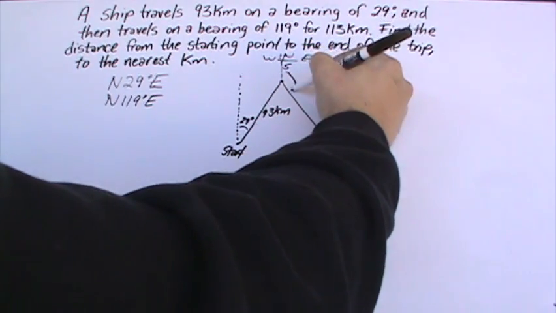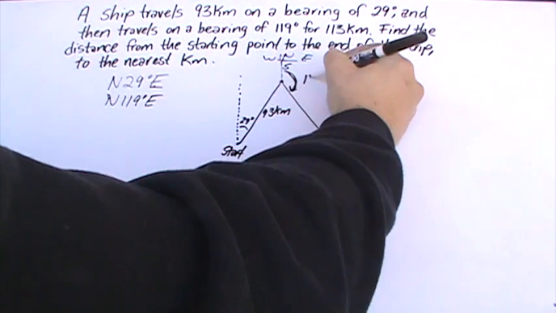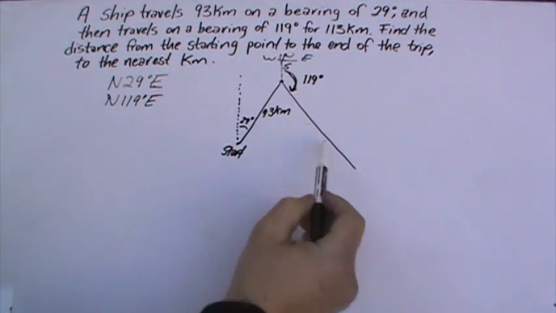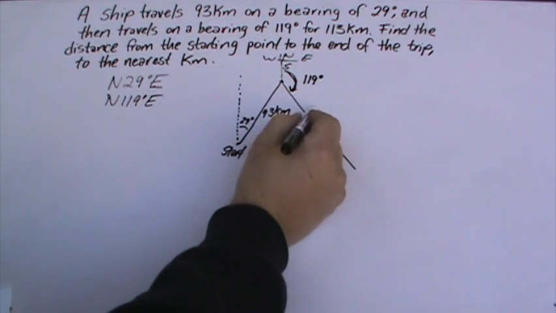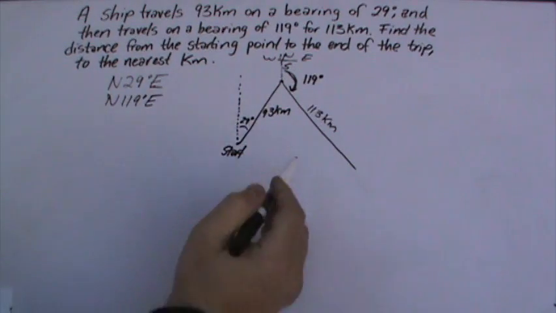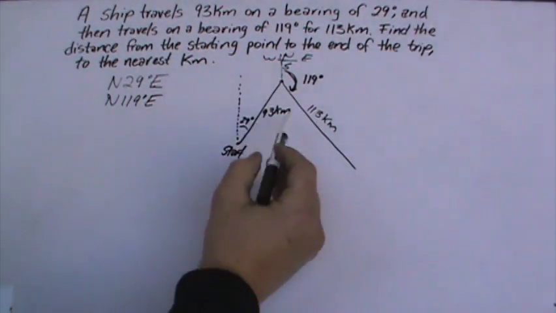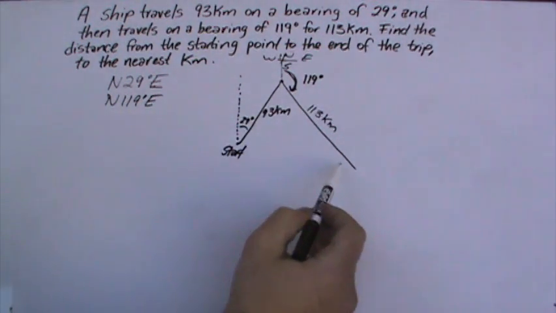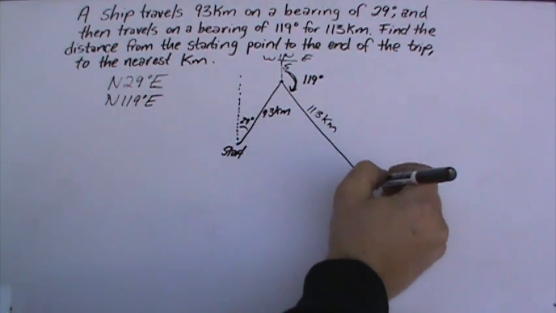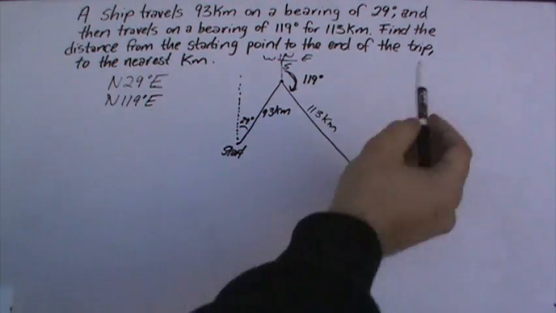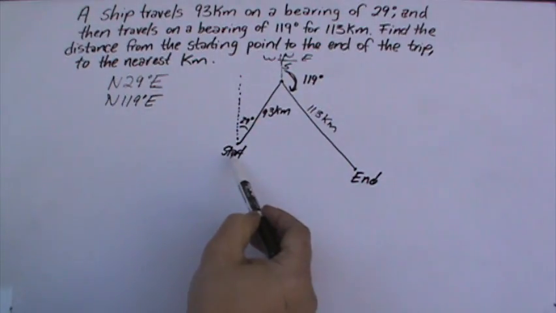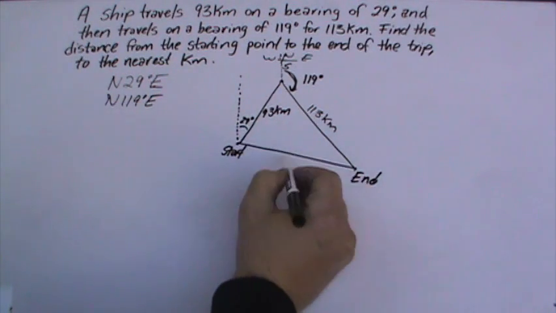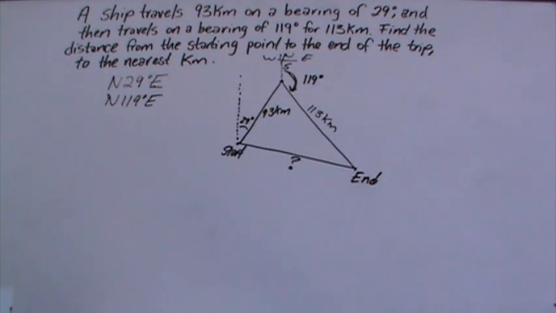So let's say that this is 119 degrees. And then this line here, this length, is 113 kilometers. Now notice how I drew the line a little longer than the first line because 113 is a bigger number than 93, to try to make it a little bit up to scale. So this is going to be your end point. Now it's asking to find the distance from the starting point to the end of the trip to the nearest kilometer. So they're actually looking for this length.